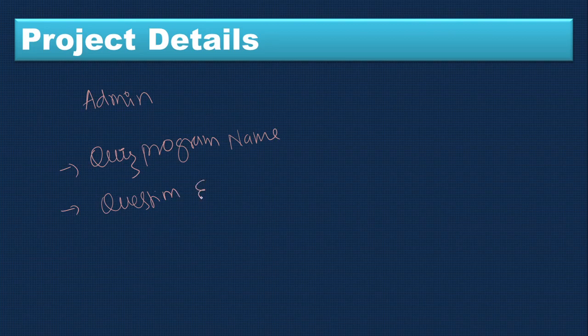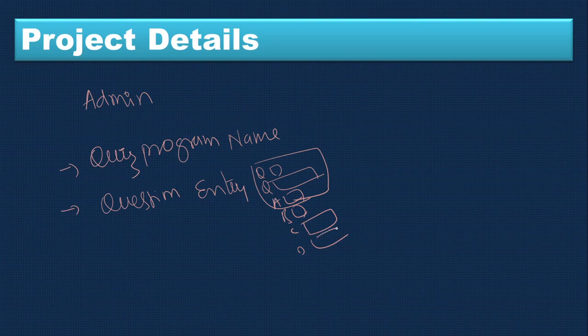Once that is done, you can go to question entry, where you need to enter the questions. For that, you require an interface. Here is the question number. Then what is the question? You need to enter the first answer, second answer, third and fourth, and what the correct answer is. All of this you need to feed in.